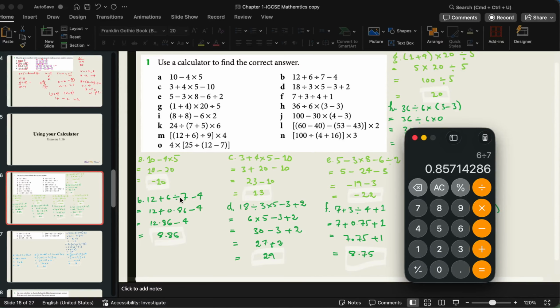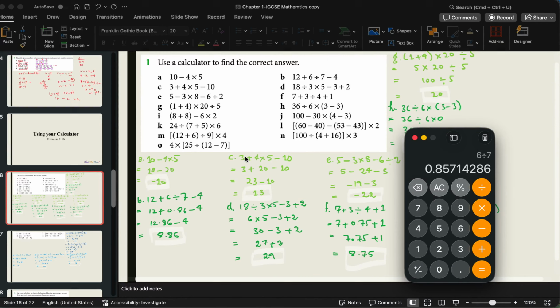Now, once we are done with the division, we go for the addition and subtraction, starting from the left hand side, moving towards the right side. 12 plus 0.86 is equal to 12.86. 12.86 minus 4, we will be left with 8.86.